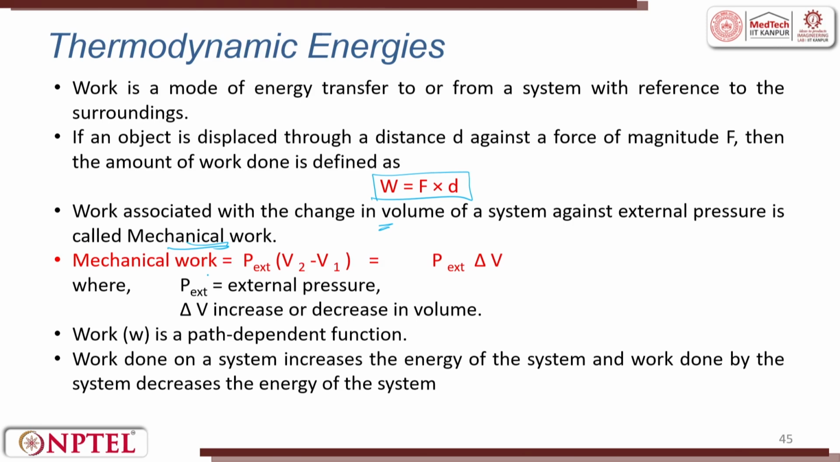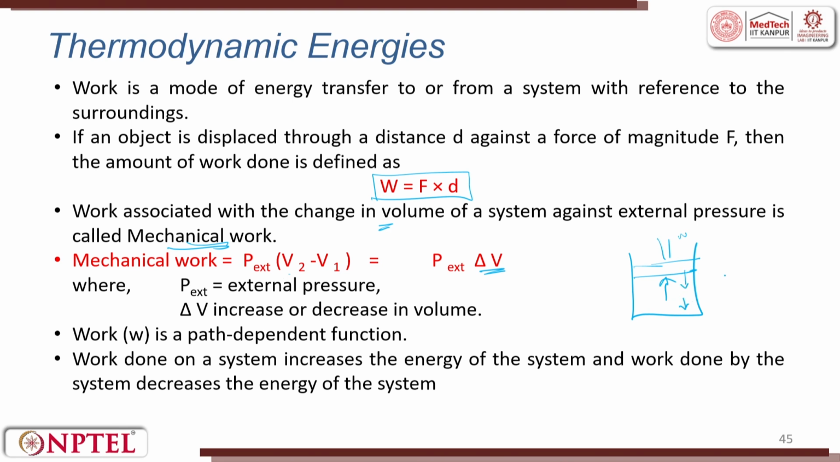So mechanical work can be defined as P_ext times (V2 minus V1), right, final volume minus initial volume, which is nothing but delta V, so P_ext into delta V. P_ext is the external pressure, delta V is the increase or decrease in the volume. You can have vice versa. If you have a cylinder and a piston which is very heavy in load, then even though you try to expand, the piston's weight will be very high and it will try to slip down.